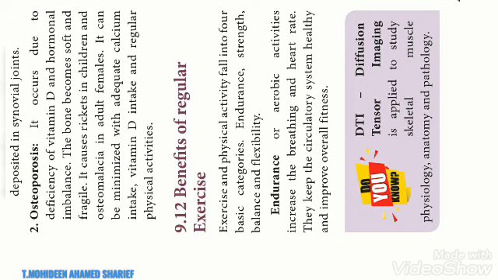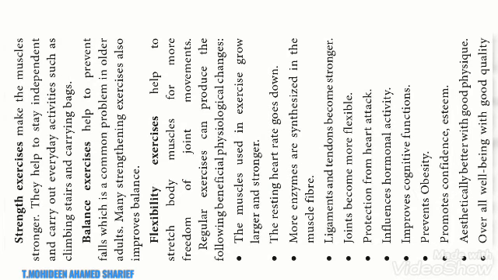Next one is the osteoporosis. It occurs due to deficiency of vitamin D and hormonal imbalance. The bones become soft and fragile. It causes rickets in children and osteomalacia in adult females. It can be minimized with adequate calcium intake, vitamin D intake, and regular physical activities. Do you know DTI? DTI is diffusion tensor imaging. It is applied to study skeletal muscle physiology, anatomy, and pathology.